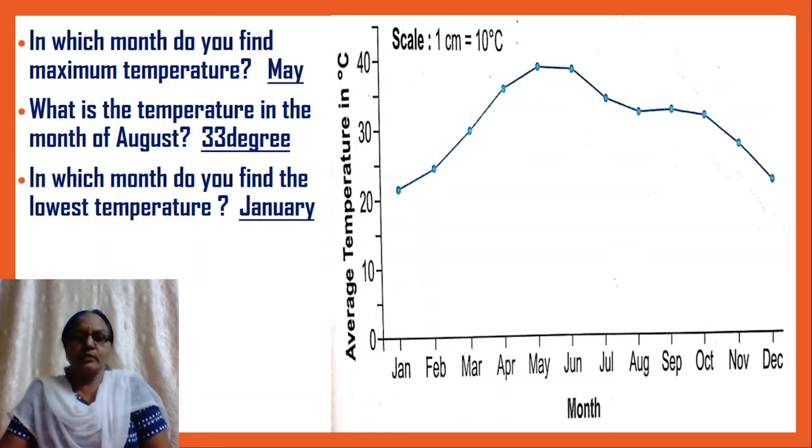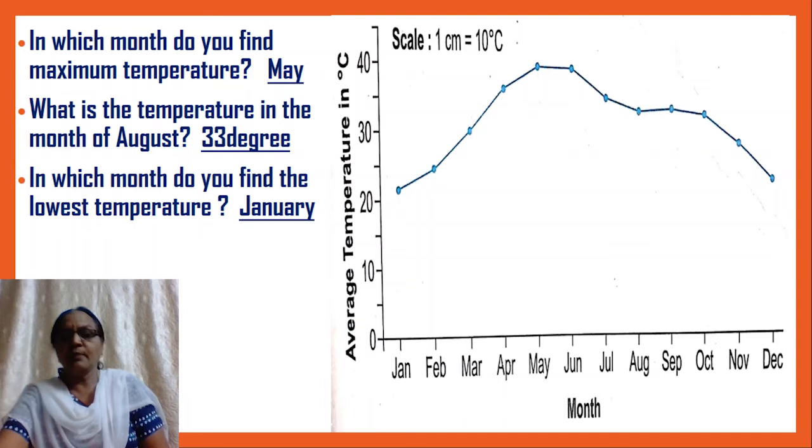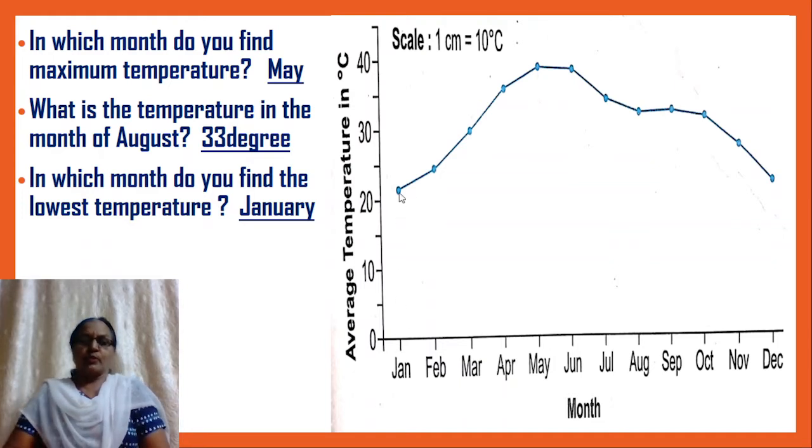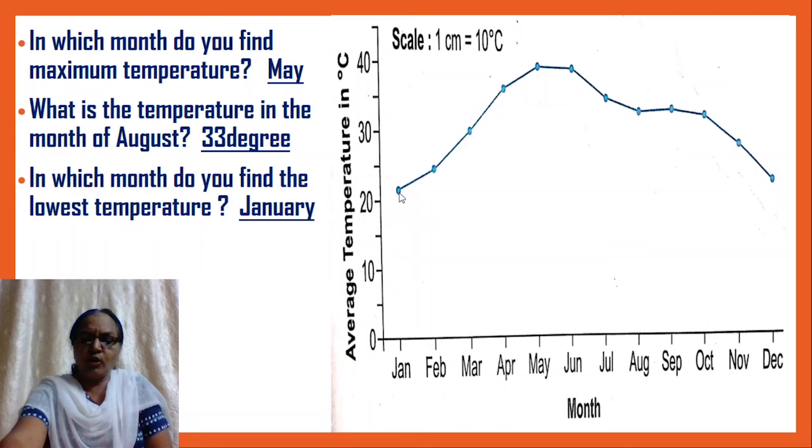The third question, in which month do you find lowest temperature? Now look at the line graph. It's very clear. You have the lowest temperature in the month of January. So I think this is clear. Let's move on.